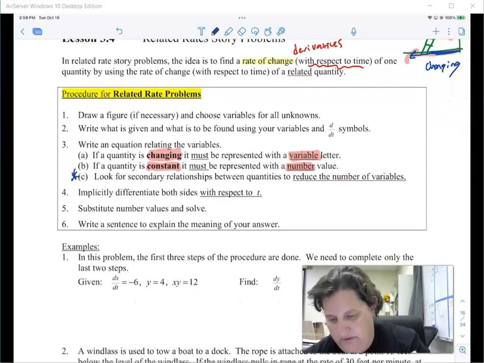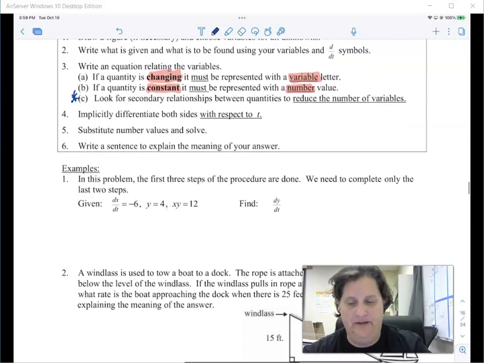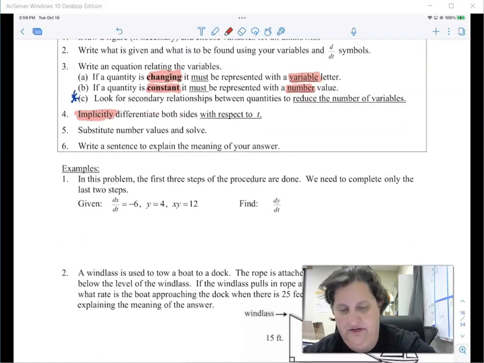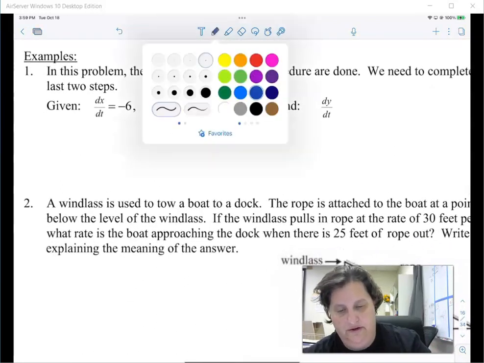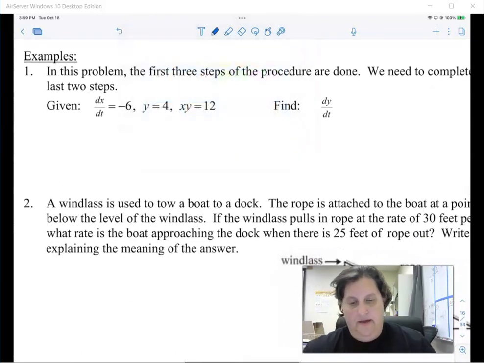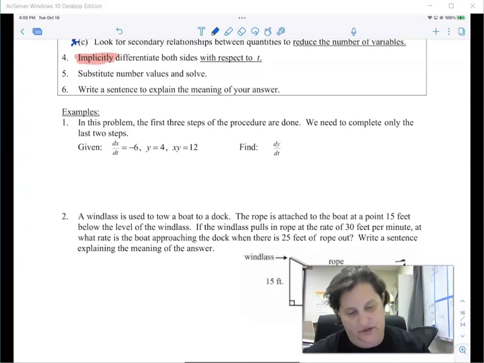Okay? All right, cool. Look for secondary relationships. It's a little tricky, but we'll talk about that with a specific cone problem if we can find that one. And then implicitly, so we did this yesterday, right? Implicitly differentiate both sides with respect to time, substitute and solve. Okay, here we go. Let's go through our steps here. In this problem, the first three steps of the procedure are done. So let's say they gave us something, we set up an equation, we're all good. It's having us kind of jump to the end. We only have to complete the last two steps.